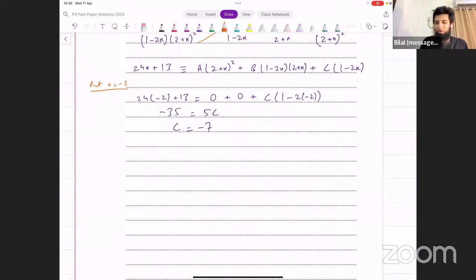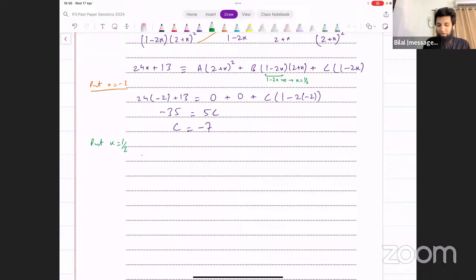Now you think of another fraction that you can make 0. 1 minus 2x, how can you make this equal to 0? You could put x equal to 1 over 2. You can try putting that equal to 0. 1 minus 2x equal to 0. What does that give you? x equals 1 over 2. So that's the next value of x that you can input. You can input x equals 1 over 2.